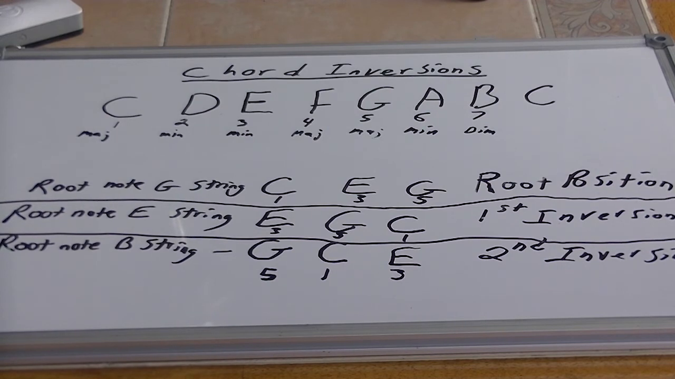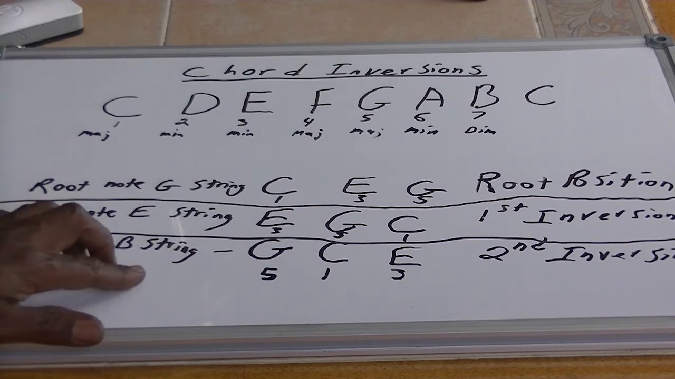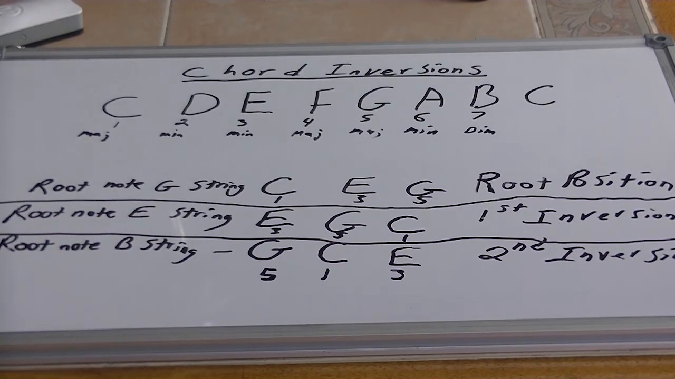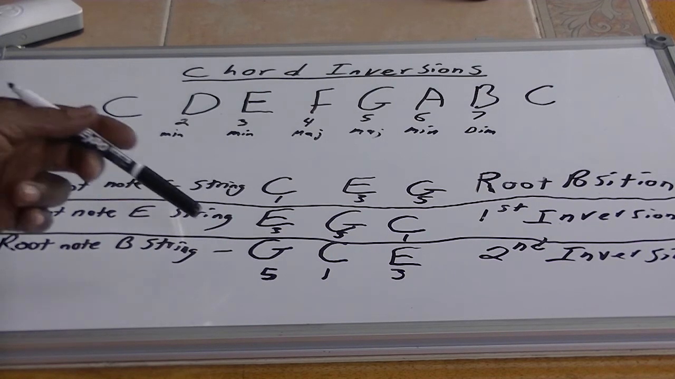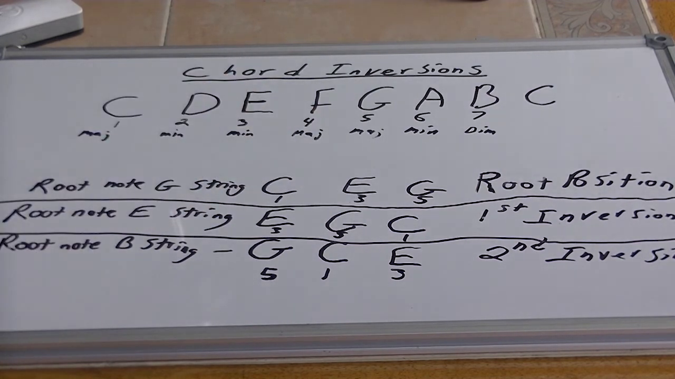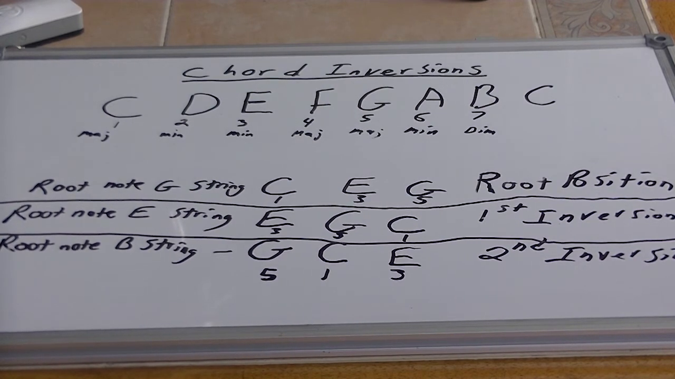And then what I like to do is I'll just run through some chords with the root notes on the B string. And every time I look at these chords, I will say to myself, 5, 1, 3 as I play each note of the chord, because that sort of helps me to get my mind around what it is.